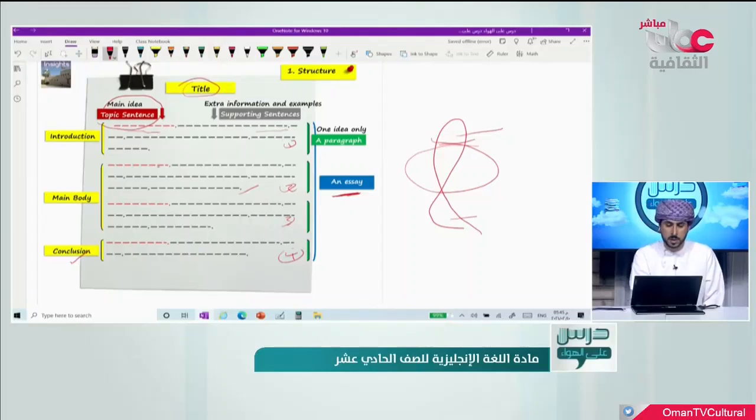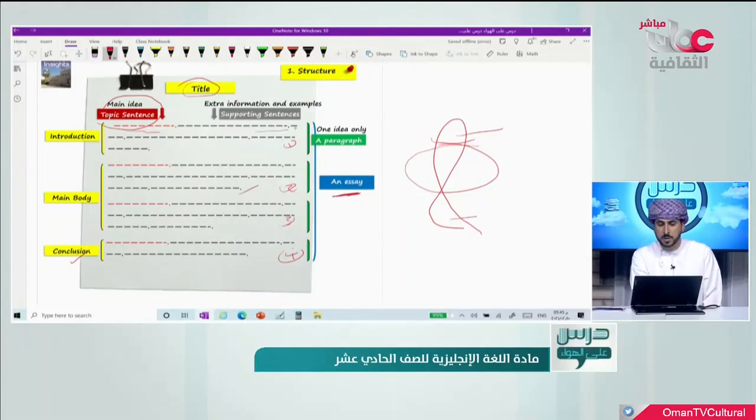But here, just to make it simple for you, I put it at the beginning of the paragraph. So this is the first type of sentences that the paragraph has. So, topic sentence. What do you mean by topic sentence? It is the sentence which describes the main idea directly. So you mention the main idea, the idea that you want to discuss, that you want to write about in this paragraph, which includes the main idea.